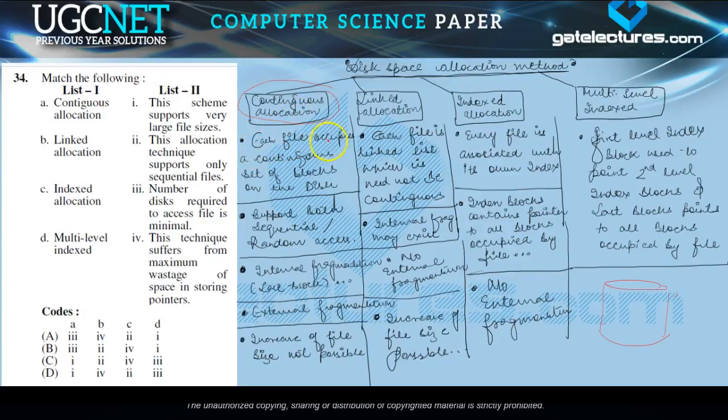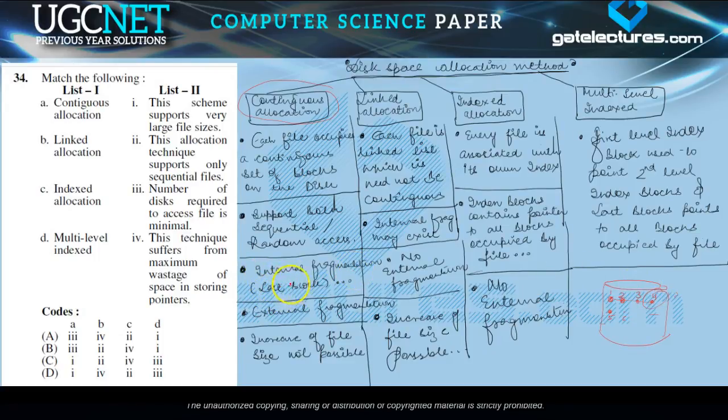Continuous allocation: each file occupies a continuous set of blocks on the disk. So all the files are placed in continuous memory. It's like file number 1, number 2, file number 3 is placed here, then number 4, 5, 6 and so on. It supports both sequential and random access. We can randomly access any file, or we can go sequentially from 1 to 4 and then access file number 4.